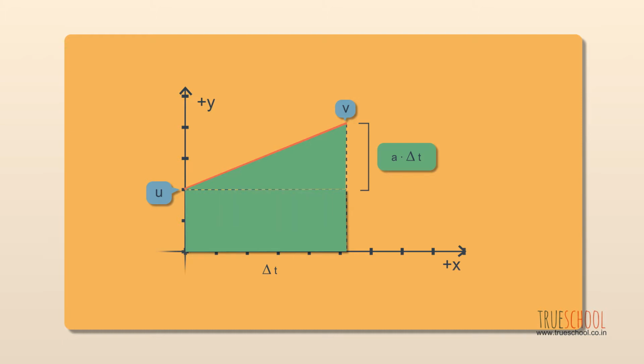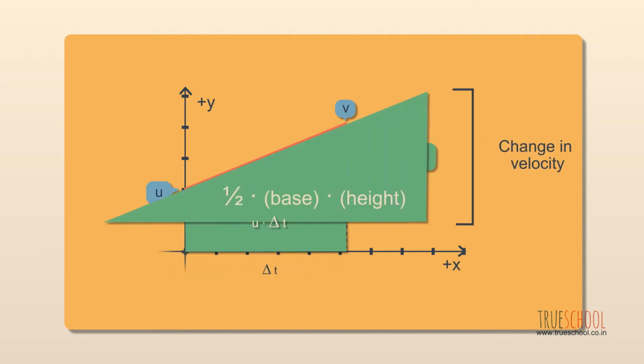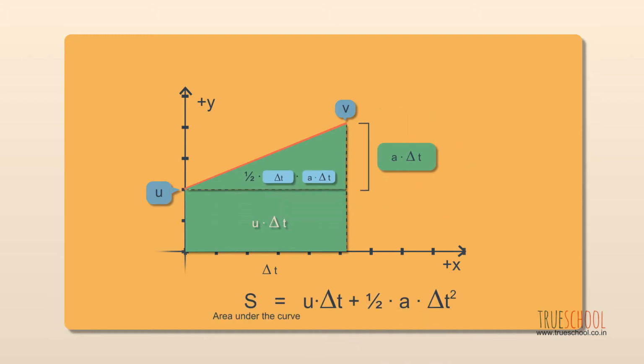By simple geometry, we know the area of this rectangle is u into t, and this triangle is half into base into height. The base is the time interval and the height is the change in velocity, which we had already established is equal to acceleration into time. This gives us the second equation of motion, and we use it to find displacement using information about velocity and time.